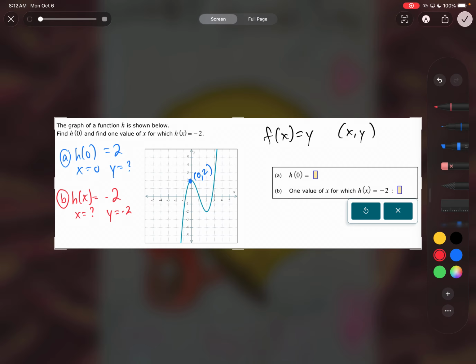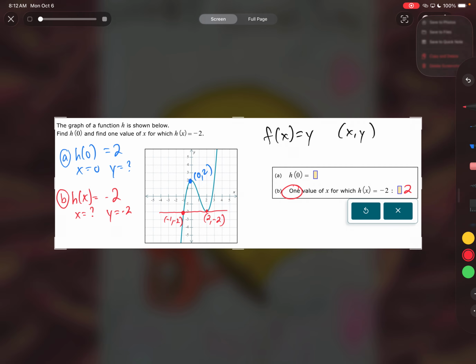So this one, we go to when y is -2. When y is -2, it's actually right here. So you could use the point -1, -2, or you could use the point 2, -2. It just says find one value, so you could use either one of those. A lot of times on the y one, there are multiple values that x could be, but it just tells you to find one value.